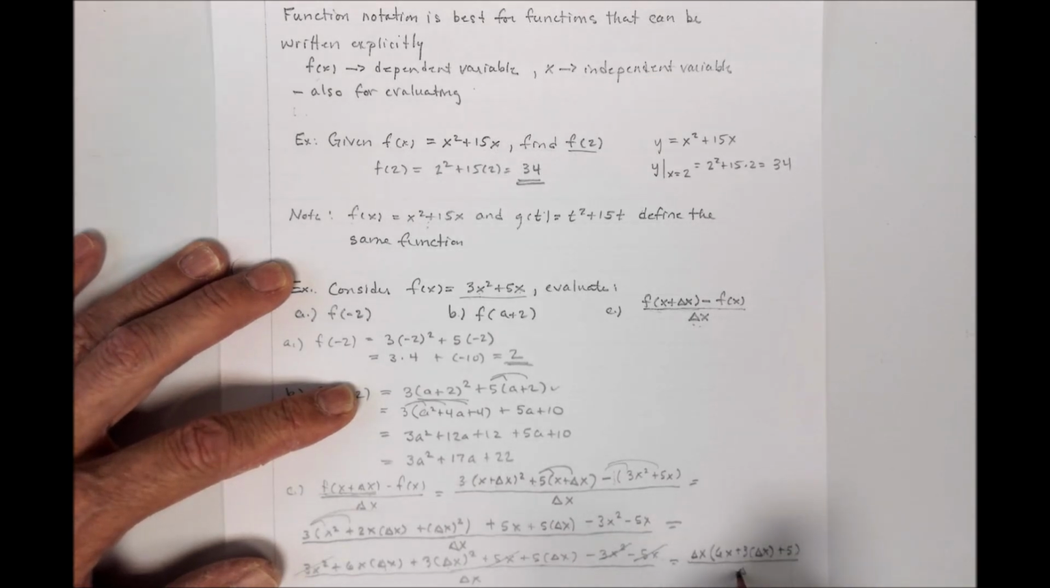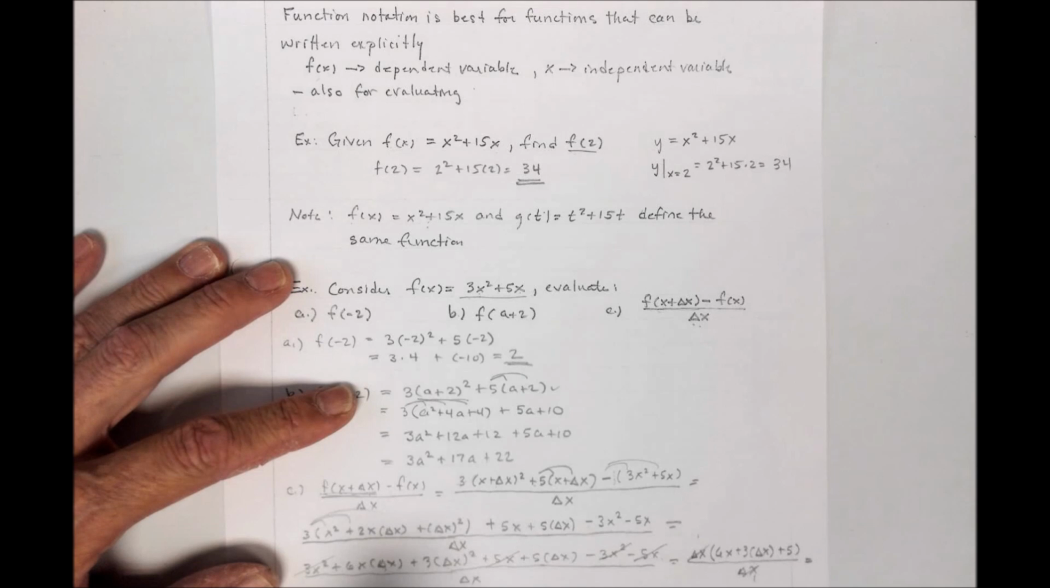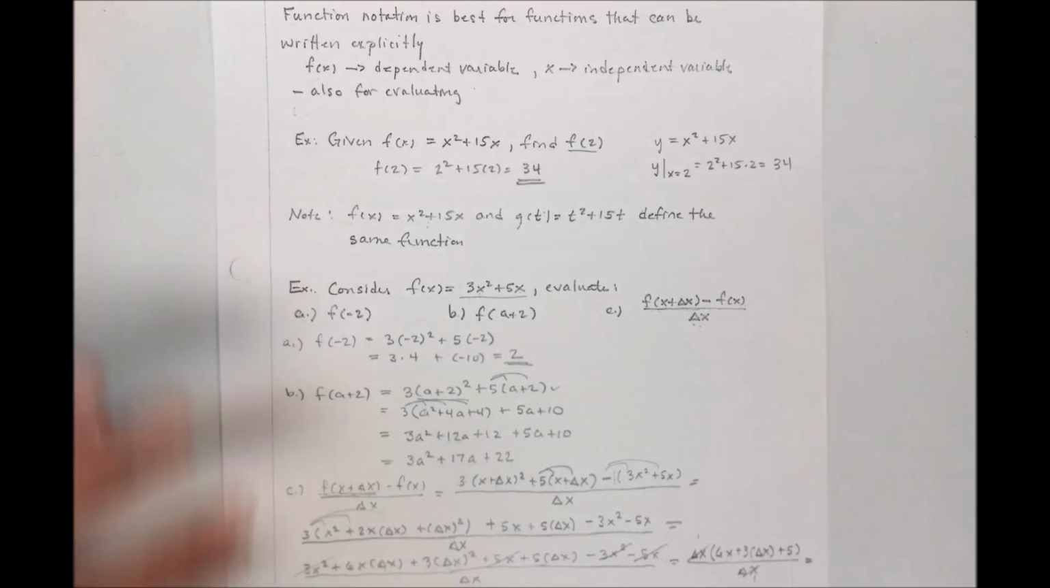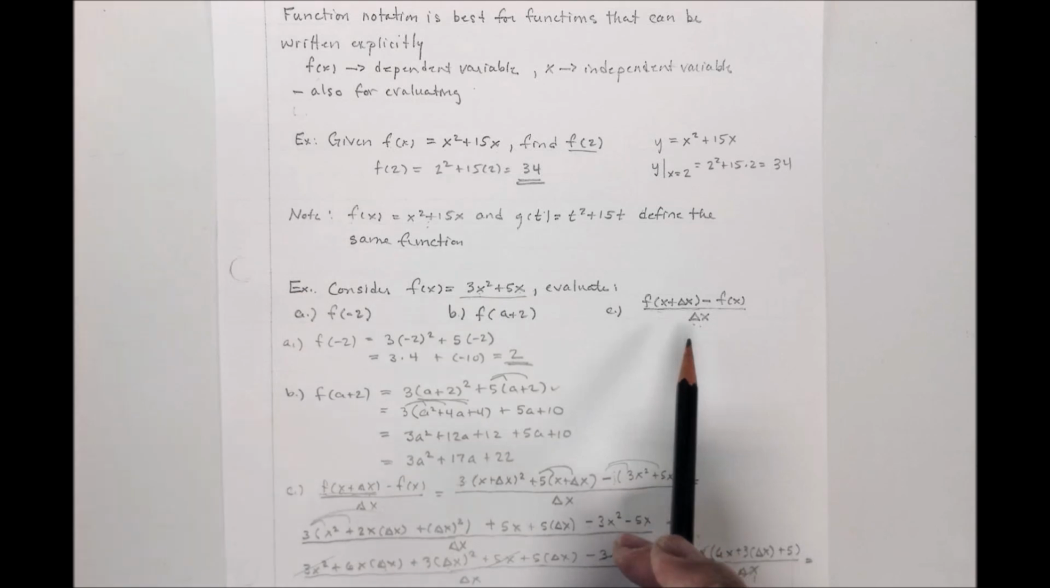You can probably see why I went ahead and factored that factor of delta x out, because they're going to simplify, and this is going to give me 6x plus 3 times delta x plus 5. Now that may not look like much right now, but when we get to chapter 2, that's going to look like the thing to do. So we're going to try to get used to this expression, which again is called the difference quotient expression.